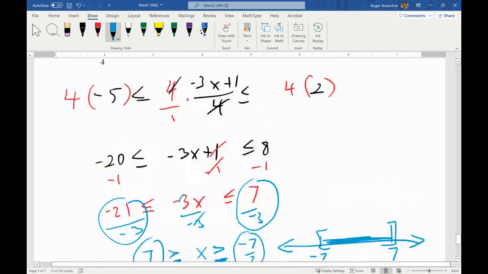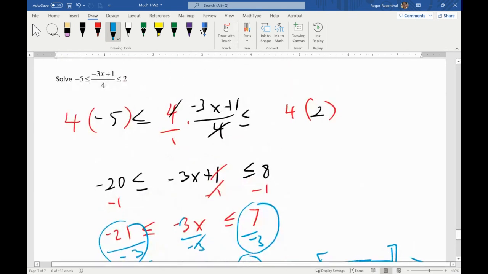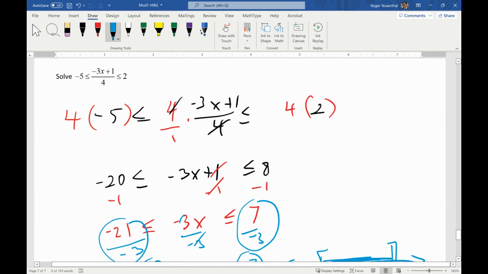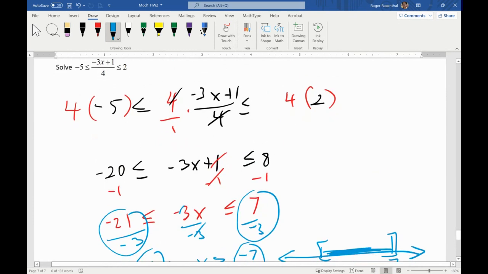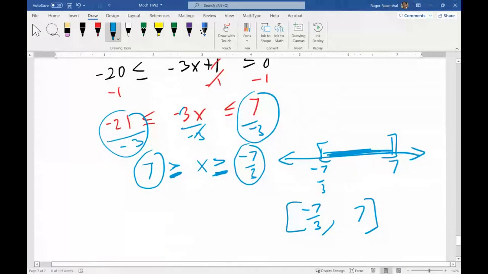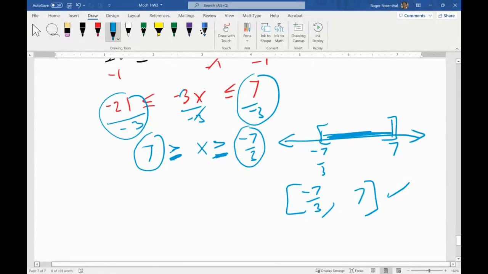Just one more moment. Just something looks weird. I'm just double checking to see if I see a problem, but I don't see anything. I hope that that is right. So that is the answer to that in interval notation.